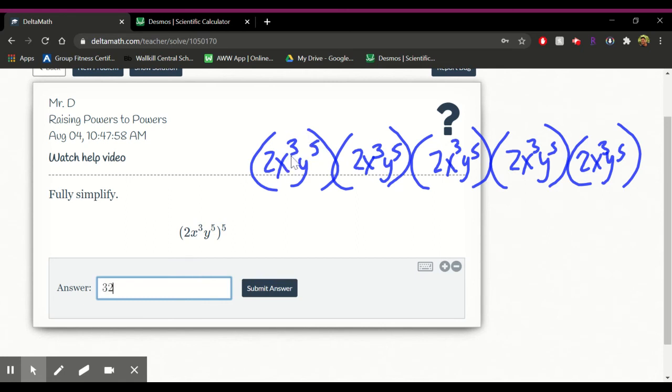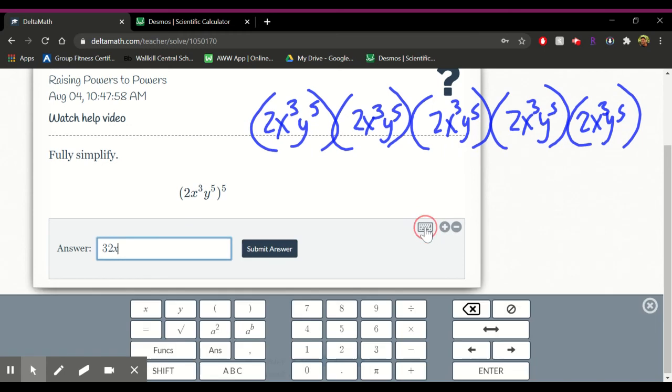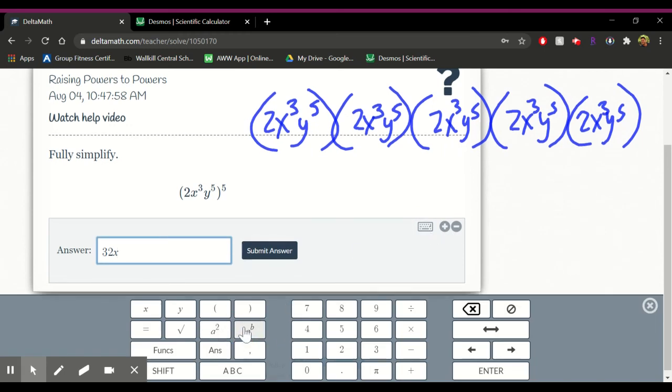All right. x to the 3rd, x to the 3rd, x to the 3rd, x to the 3rd, x to the 3rd. So you go 3 plus 3 is 6, plus 3 is 9, plus 3 is 12, plus 3 is 15. x to the 15th. And the y. There's 5, 10, 15, 20, 25. y to the 25th. Right?